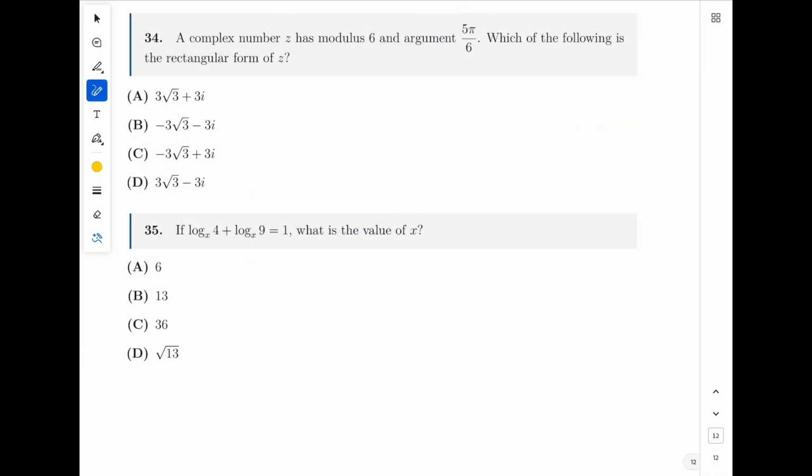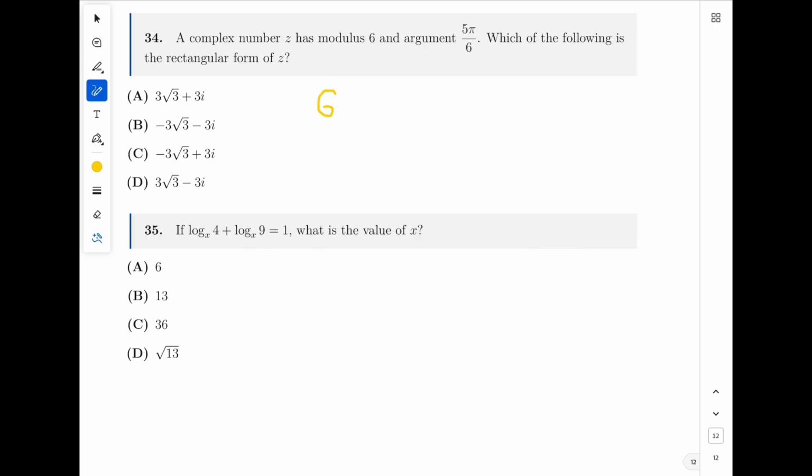Alright, questions 34 and 35. If I'm being honest, I think I ran out of ideas at the end of the test because I didn't know what exactly to ask. I could have asked a conversion, but here it is. A complex number has modulus 6 and argument 5 pi over 6. Which of the following is a rectangular form?